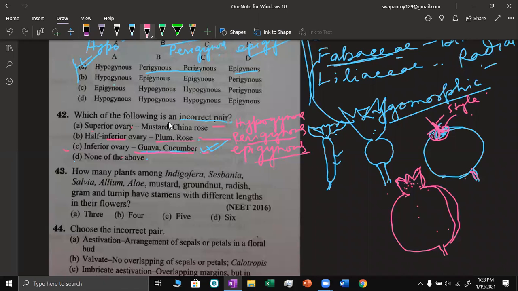Which of the following is an incorrect pair? None of these. So that is our answer.